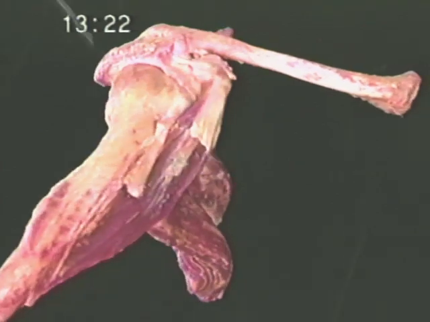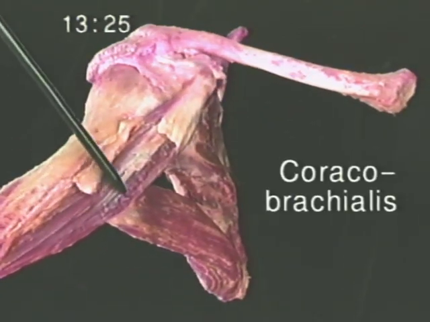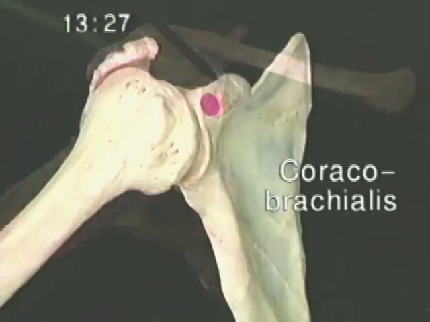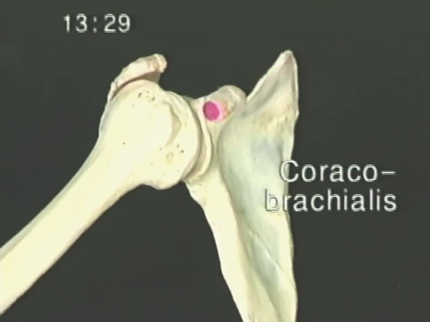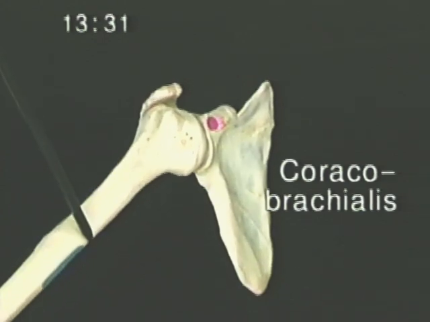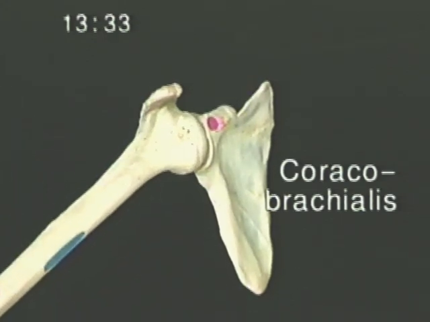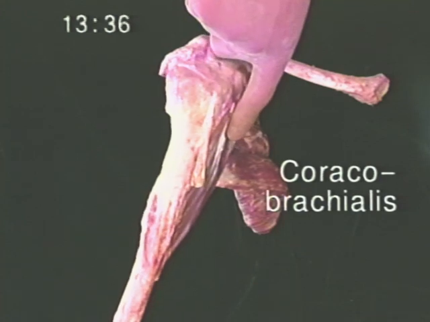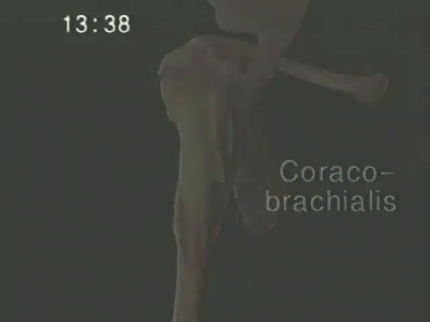On the front, here's coracobrachialis. It arises here from the coracoid process, along with the short head of the biceps. It inserts down here on the humerus. Coracobrachialis produces flexion of the shoulder joint.